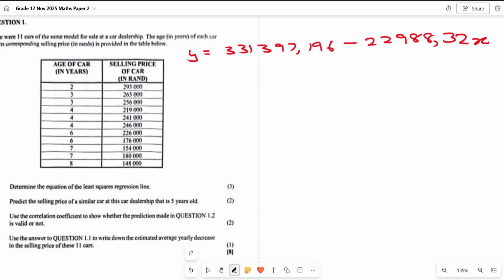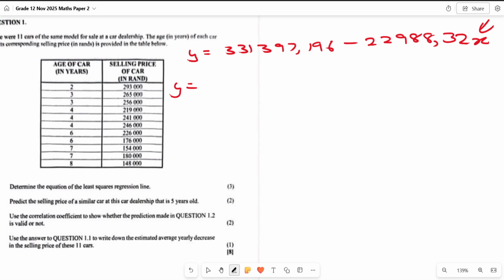Predict the selling price of the similar car at this dealership that is 5 years old. So if we're predicting, in the place of X we'll just put 5. That is what this is all about. So we'll just use this equation, rewrite it with all those numbers, and then substitute 5 in the place of X. That is what I'm going to do here. It's going to be a very gruesome task.